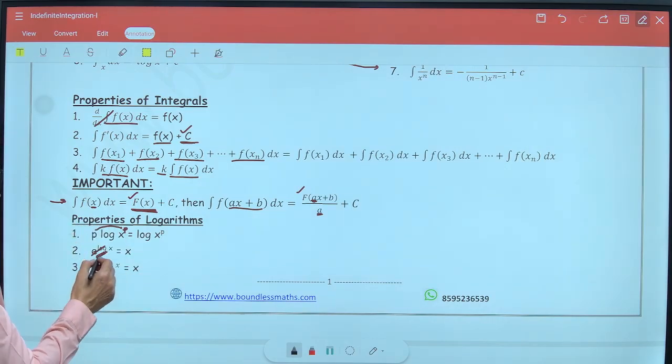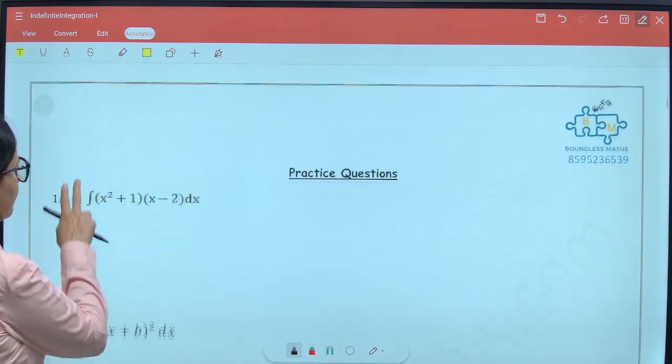Next is a to the power log of x to the base a. Again, if the base of the logarithm and this a are the same, then you get x. So these properties might be helpful when you are doing certain questions on integration. Let's have a look at some practice questions.